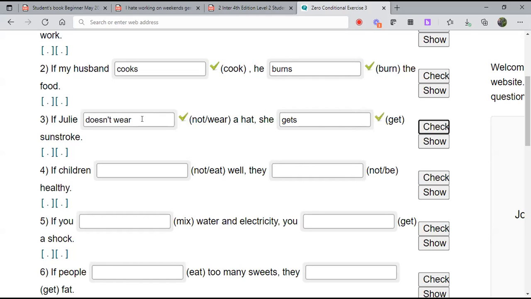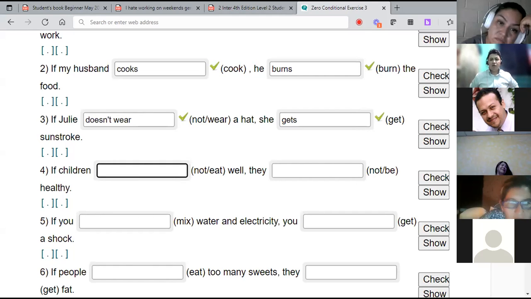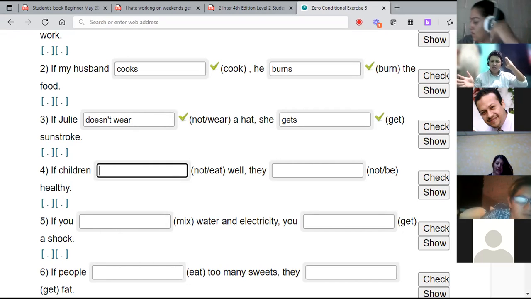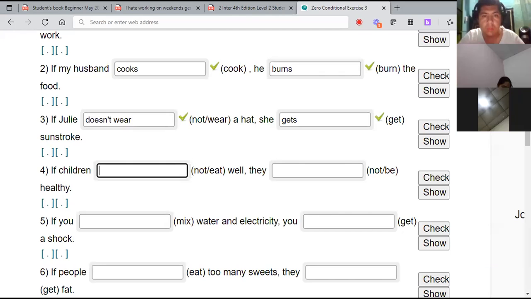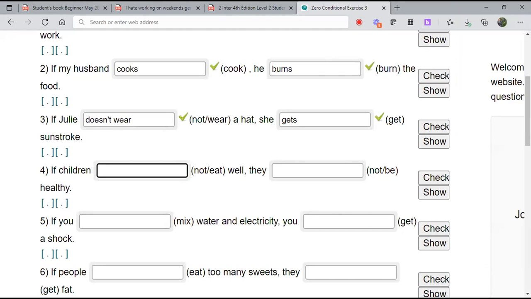Number four, Miss Claudia Henriquez, please. What happens if children, if children, Miss Claudia? Zero conditional, remember. We have present tense in the if condition and the present tense in the result. Is it doesn't or don't? Don't eat. Well, what happens? Well, they don't. No, it's the verb, remember. Aren't. Perfect, nice. All right, I think it should be that way. Good, well done.